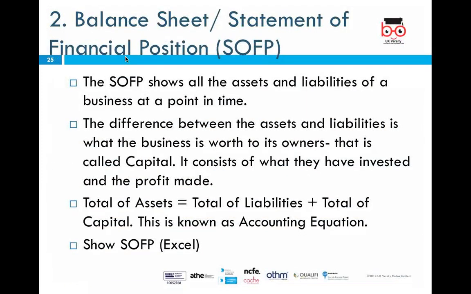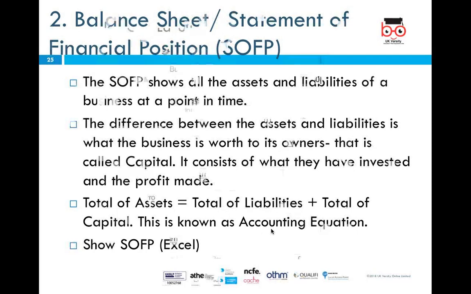Next is the statement of financial position, typically called the balance sheet. It shows all kinds of assets and liabilities of a business at a point in time. The difference between assets and liabilities is what the business is worth to its users, which is called capital, and it consists of what they have invested and the profit made. Normally there is the accounting equation: total assets equals total liabilities plus total capital.